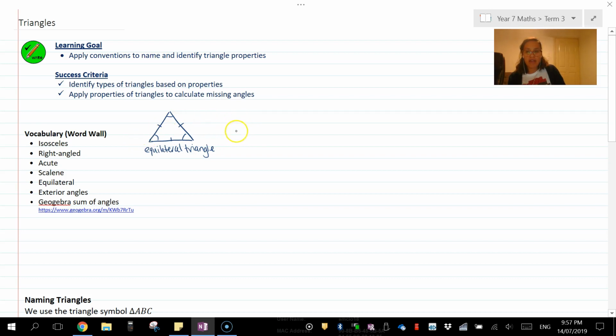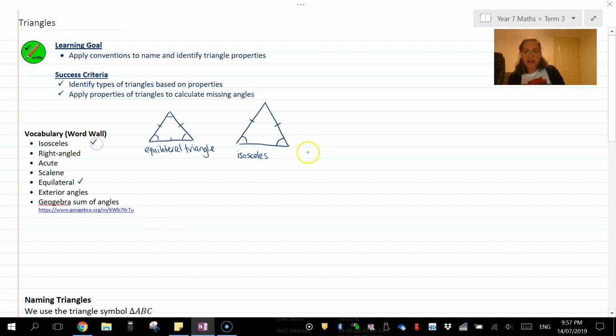We can have a triangle that is, so I've done an equilateral. We can have a triangle that has two equal sides, and this one is not equal. It means that these angles will also be equal, and this is what we call an isosceles, or as I like to say, isosceles, because I can never spell it right.